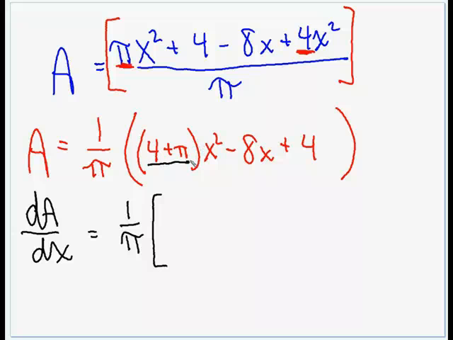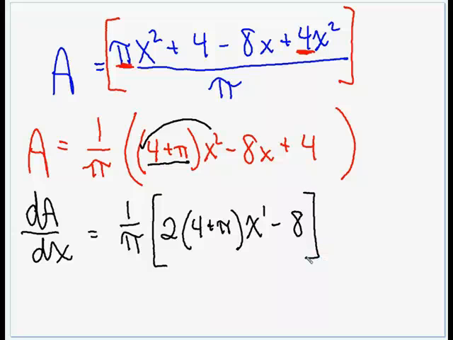You know, if this was a 3x squared and we derived it, we would bring the 2 down and multiply, and it'd be 6x to the first power. So when we derive this, 4 plus pi is just a constant. We're going to bring that 2 down front. We're going to have 2 times the quantity, 4 plus pi, and then our x now has dropped down to the first power. And then when we derive 8x, it's just minus 8, and then our 4 derives right off, and it's no longer there.